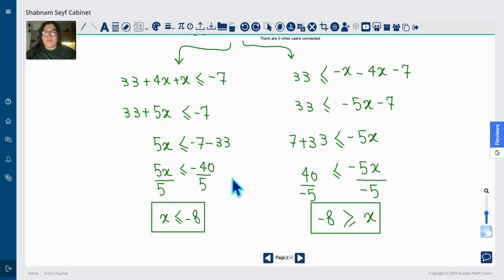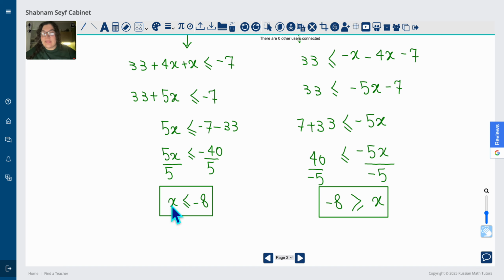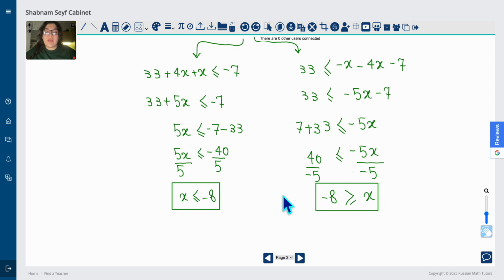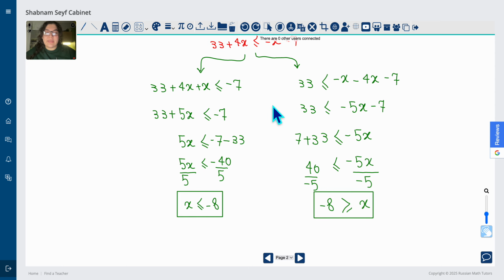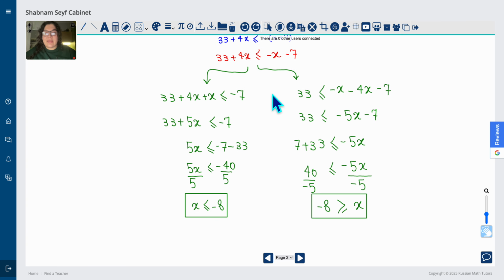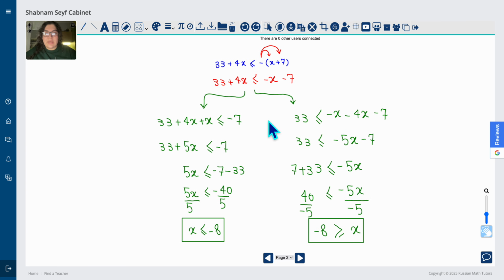What did we have previously? We had x is smaller than or equal to negative 8. Both of these are exactly the same thing. It's just that the way we have written them is a bit different, but we read them as exactly identical inequalities. Hope this helped.